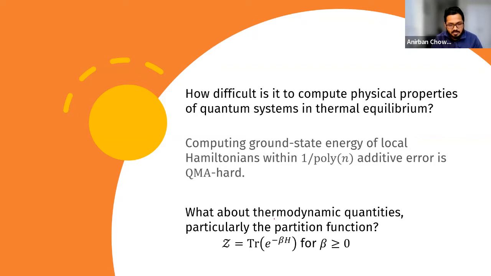For the corresponding thermodynamic quantities for quantum systems, we're interested in a quantity called the partition function, which is given by the trace of exponential minus beta H for some Hamiltonian H, where beta is called the inverse temperature. And we want to know how hard it is to compute this quantity.